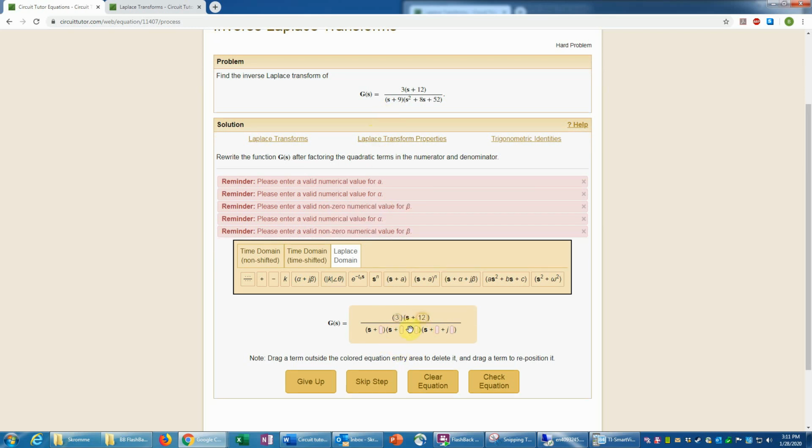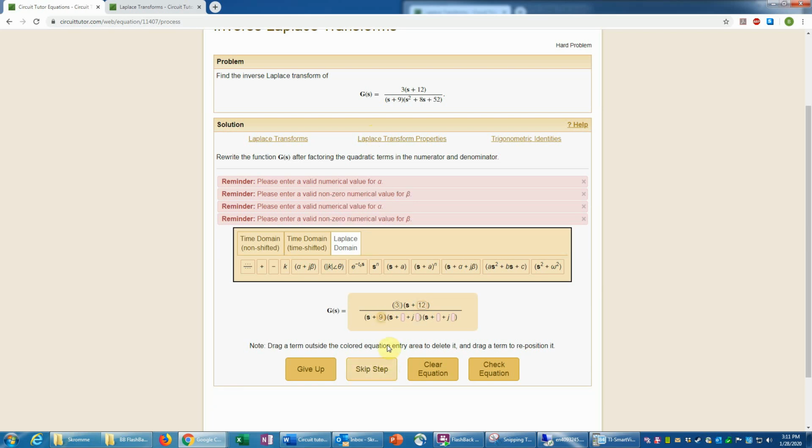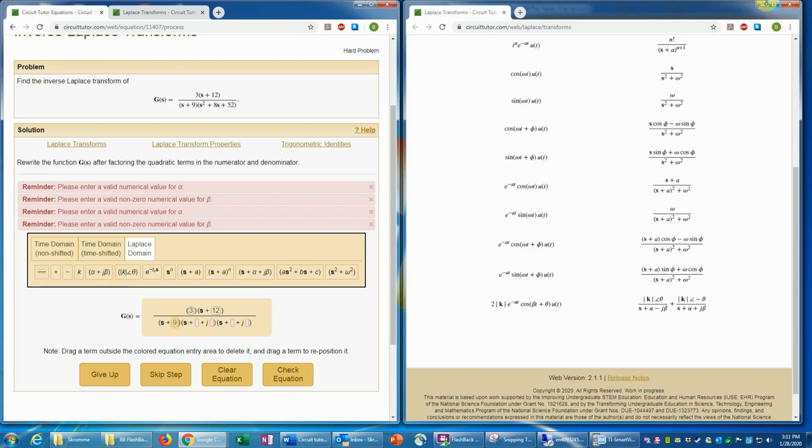And now I need to, well, I have an s plus 9. That's just staying the way it is. And this is where I'm factoring. So once again, I might want to use a calculator to factor that. So let's do that.